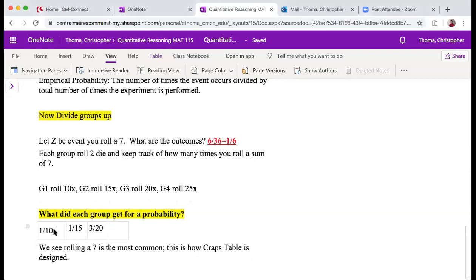I guess what I can do is do the math real quick. So 1 out of 10, that one I can do in my head, 0.1. 1 out of 15 is 0.07. And 3 out of 20 is 0.15. Five out of 25, three out of 25.